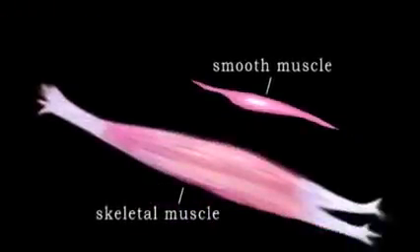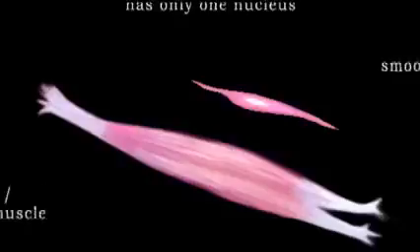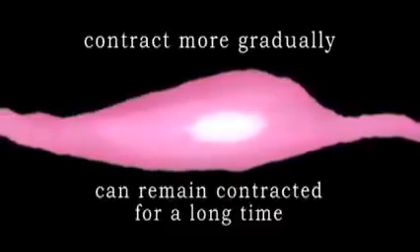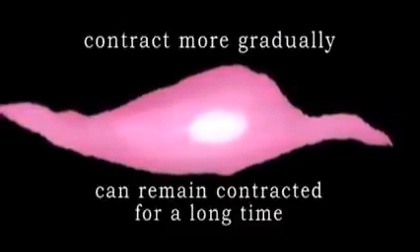Smooth muscle cells look different and act differently from skeletal muscle tissue. They are shorter than skeletal muscle cells, and each smooth muscle cell has only one nucleus, like most of the other cells in our body. In general, they contract more gradually and can remain contracted for a long time. Smooth muscle cells often operate in groups. When one is stimulated to contract, usually all the surrounding cells will contract as well.